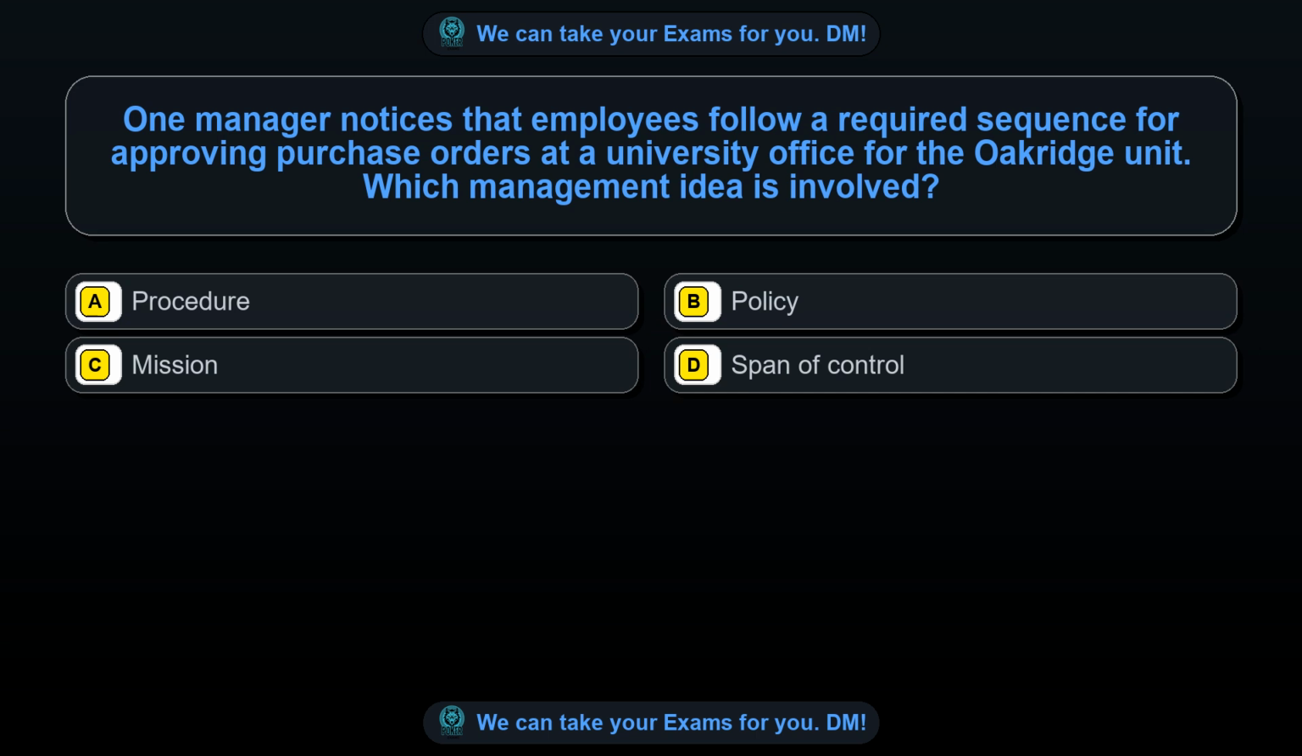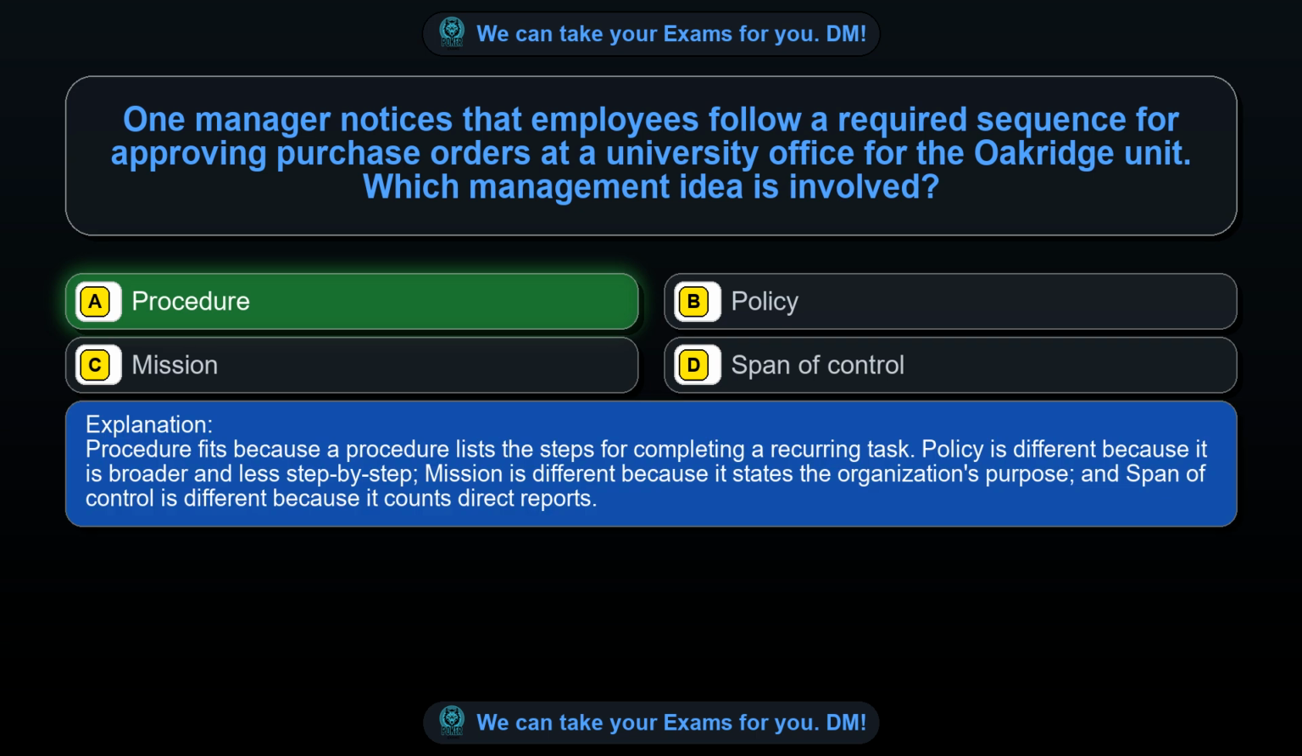Question 91. One manager notices that employees follow a required sequence for approving purchase orders at a university office for the Oak Ridge unit. Which management idea is involved? Option A, procedure. Option B, policy. Option C, mission. Option D, span of control. The correct answer is option A, procedure.